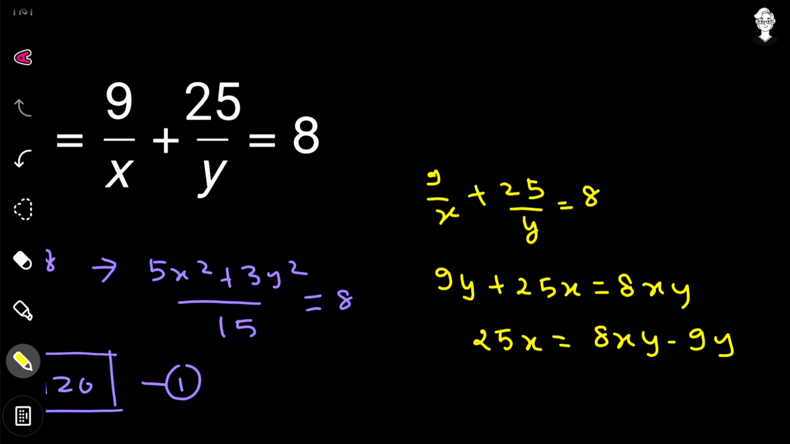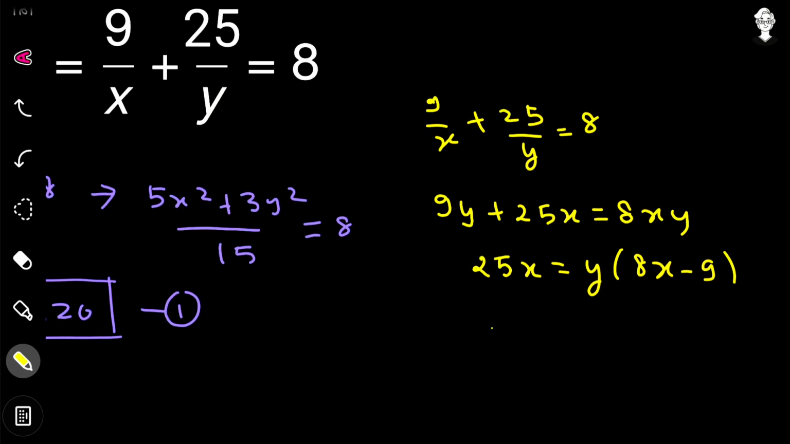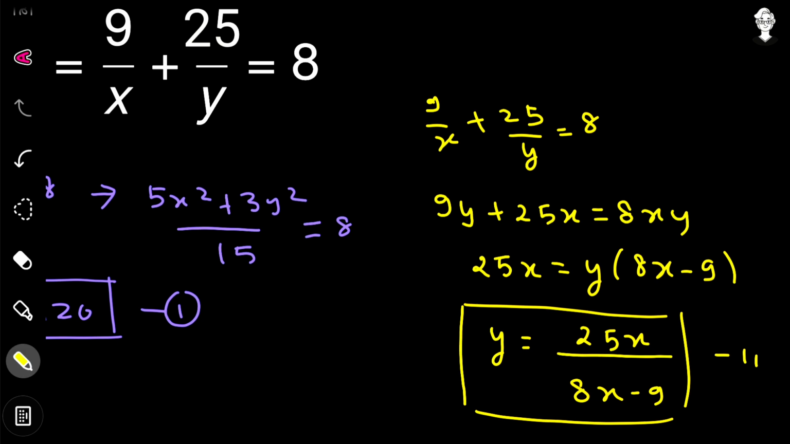Now we can observe that in the right hand side this y can be taken common. So I am doing that in the same step, and inside the bracket it is going to be 8x minus 9. So now we can simply divide both sides by 8x minus 9 so as to get y in terms of x. So finally we have that y is going to be 25x upon 8x minus 9. So here we have y in terms of x, and remember the first equation.